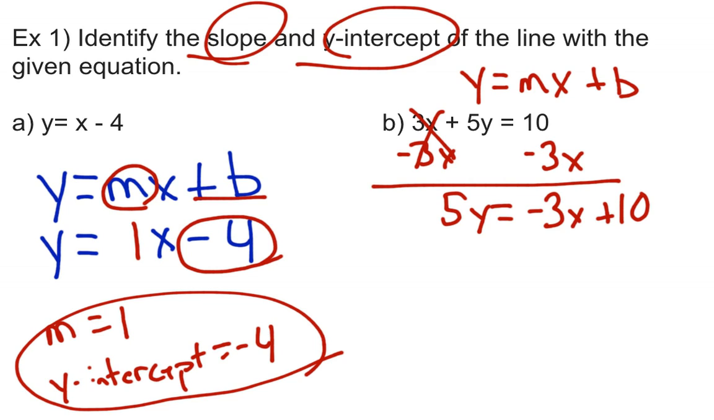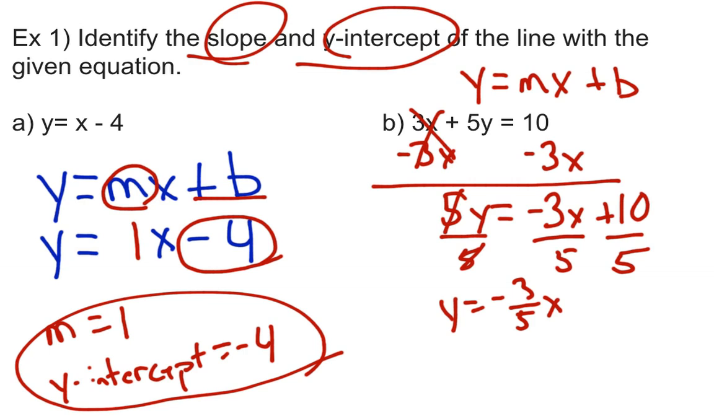Okay? Get the y by itself by dividing by 5. The 5's go away. Now remember, if I divide by 5 on the left, that means everything on the right-hand side has to be divided by 5. And now I'm going to rewrite. Y equals negative 3/5 x. A positive 10 divided by 5 gives me a positive 2. So I'm just going to rewrite it. So there's my equation in slope-intercept form. Y equals negative 3/5 x plus 2.